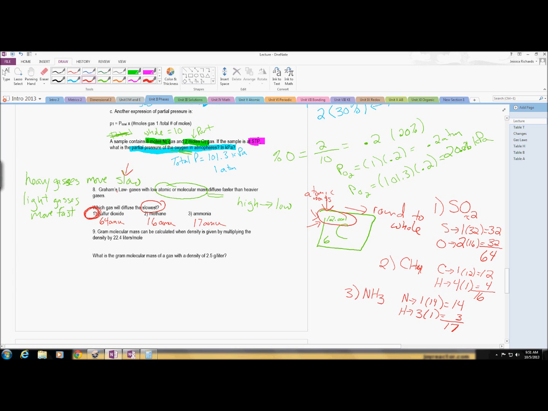Notice that you not only have to understand Graham's law, and that the heaviest gases move slowest and the lightest gases move fast, but you have to know how to convert all of these compound names into their formulas. So you have to know that sulfur dioxide is SO2, and methane is CH4, and ammonia is NH3. And then you have to be able to add up their formula mass. So you have to be able to count the pieces in your formula. You have to know where to find their masses on the periodic table. And then you actually have to do the algebra.